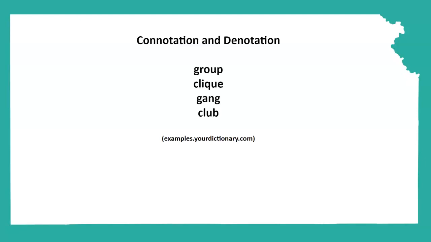So if we look at these words on your screen, the word group is pretty neutral in terms of connotation. It simply means a number of people. Now, clique also means a number of people, but it typically has a negative connotation because it implies we're excluding others from our group. And gang is also a number of people, but it has a negative connotation because it suggests violence or criminals. And club, again, that's a group of people, but it has a more positive connotation because it's a group of people that meet to participate in a similar interest or activity.